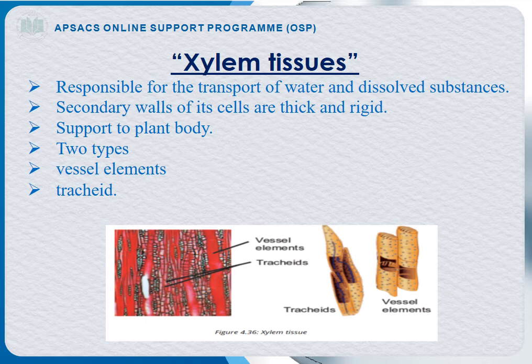Two types of cells are found in xylem tissue, that is vessel elements and tracheids. Vessel elements have a thick secondary cell wall. They lack end walls and join together to form long tubes. Tracheids are cylindrical cells with overlapping ends.